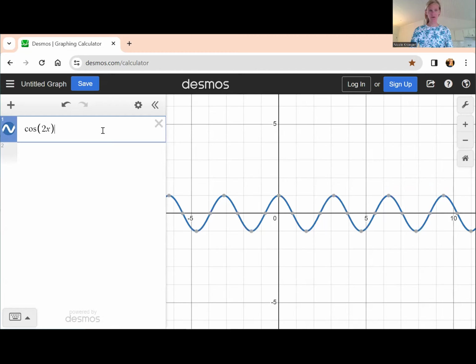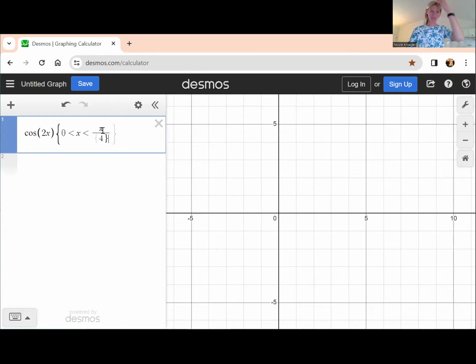So we have cosine of 2x for 0 to pi over 4. We notice we get this tiny little graph here. Our average value should definitely be something less than 1. In this case, we got 0.63. So we're saying that the average y value is close to 2/3, somewhere up here. It seems like our average y value here is if we added all this area up and divided by the length of that interval.